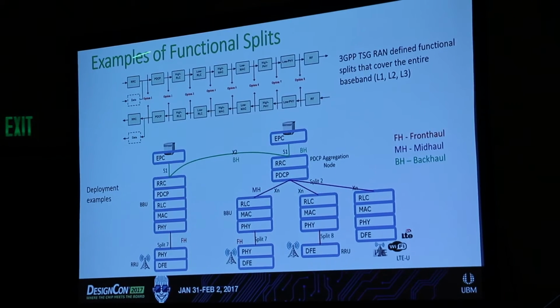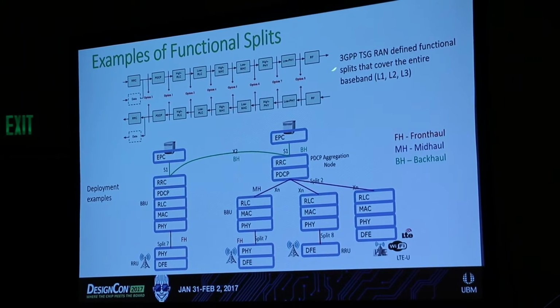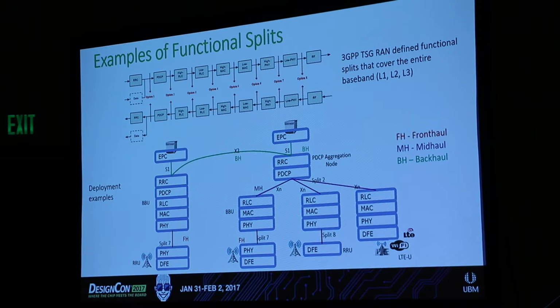Now these are all the different functional splits that are being considered. This picture is directly taken from the 3GPP TSG RAN standard, a document that's out there, with splits being considered from option 1 to option 8. The popular splits though are split 7, where the lower PHY moves to the radio. We see that happening. And then split 2, where we talked about this PDCP aggregation node.